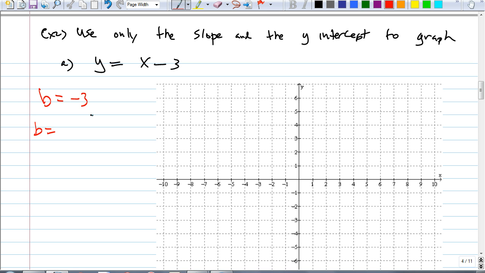What is it? You see it? 1. So 1 is really 1 over 1, correct? Is that okay? So you're right, Audrey. I start at the y-intercept at negative 3. This time, hopefully, I won't make a mistake. Here's negative 3. Right. Okay.